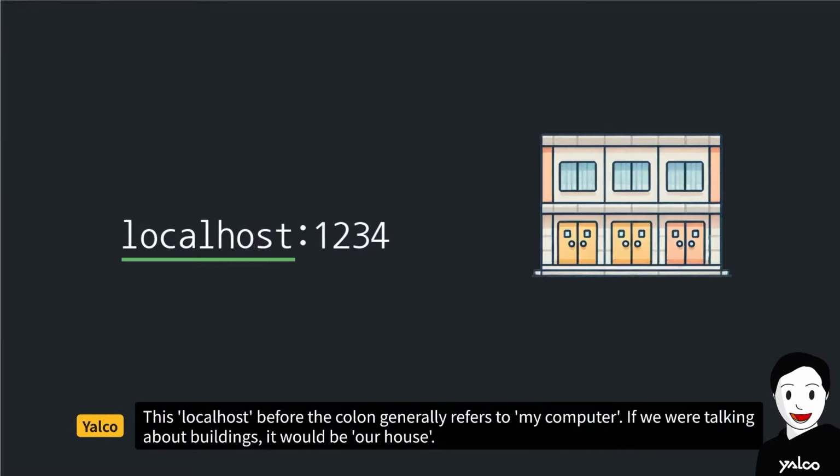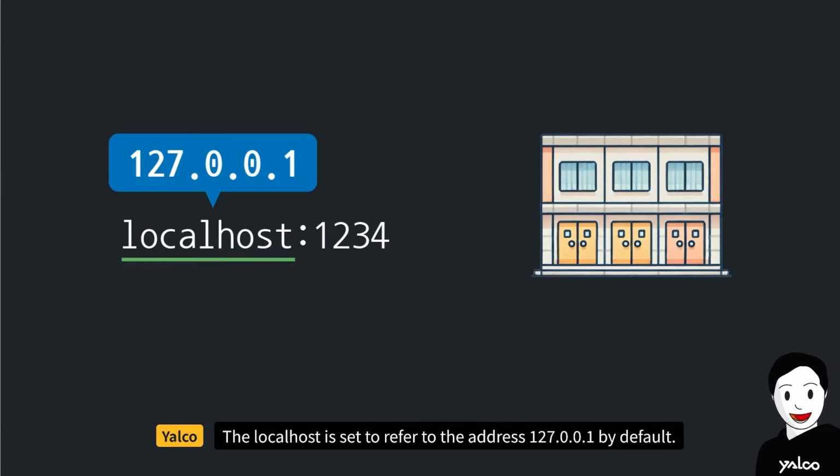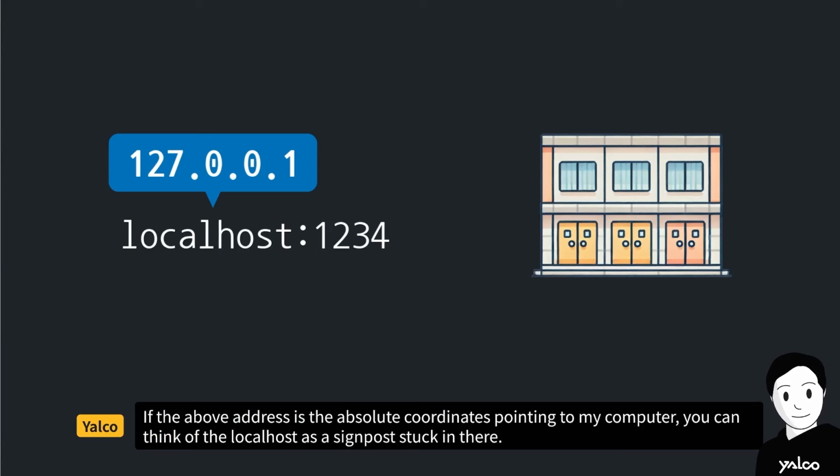Firstly, this localhost before the colon generally refers to my computer. If we were talking about buildings, it would be our house. To be precise, it means the computer on which this program is running. The localhost is set to refer to the address 127.0.0.1 by default. If the above address is the absolute coordinates pointing to my computer, you can think of the localhost as a signpost stuck in there.